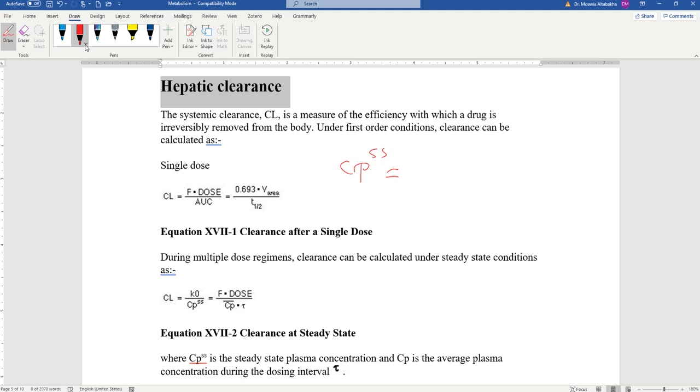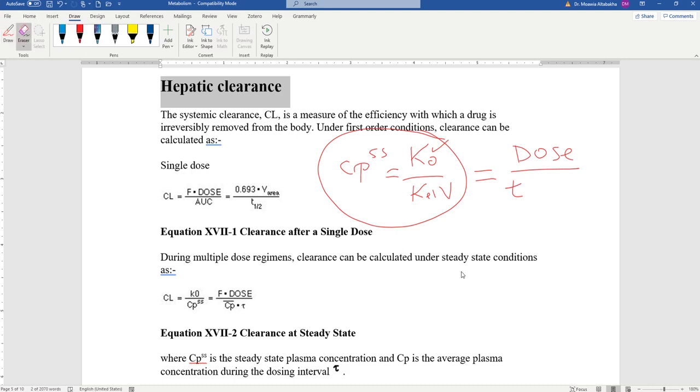طيب, if you remember, CPSS in IV infusion was equal to K0 divided by clearance, اللي هو KEL في V, right? طيب, this is a very important equation. هلا, K0 is what we call, yes, the infusion rate, but we also refer to it as the dosing rate. Infusion rate أو dosing rate. Dosing rate يعني I can write it as dose على tau.